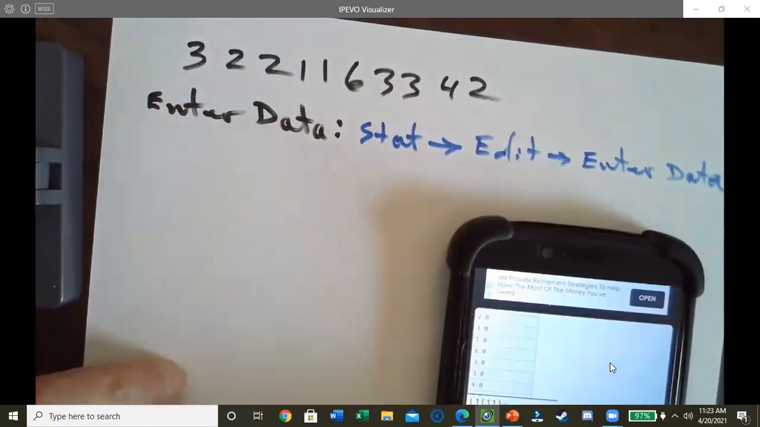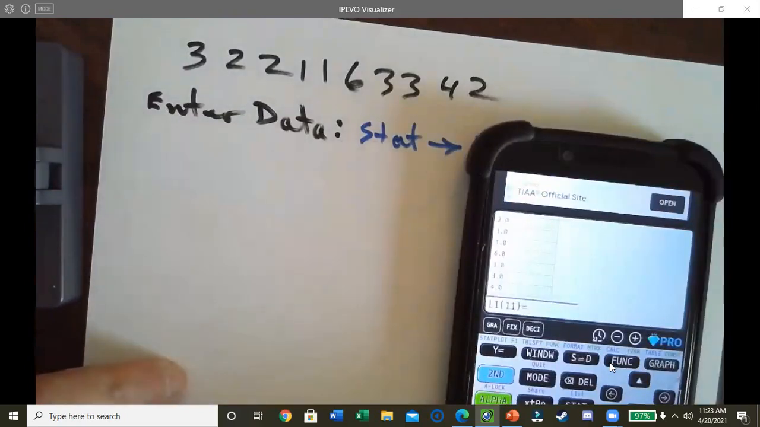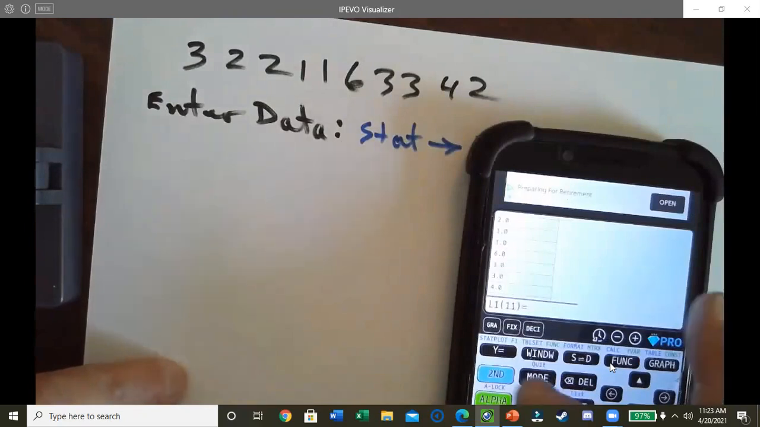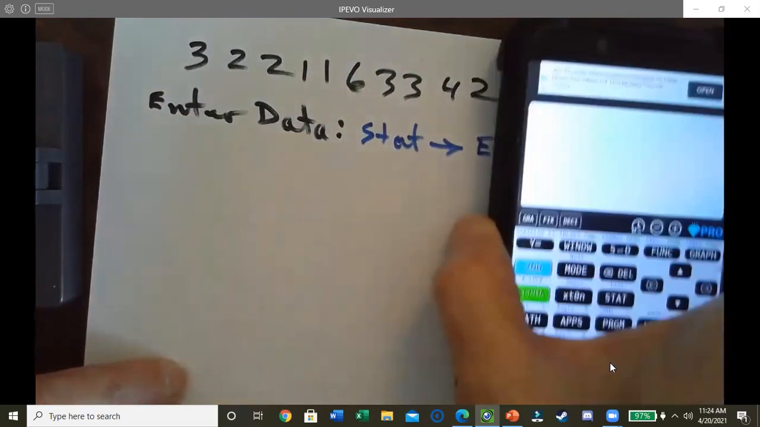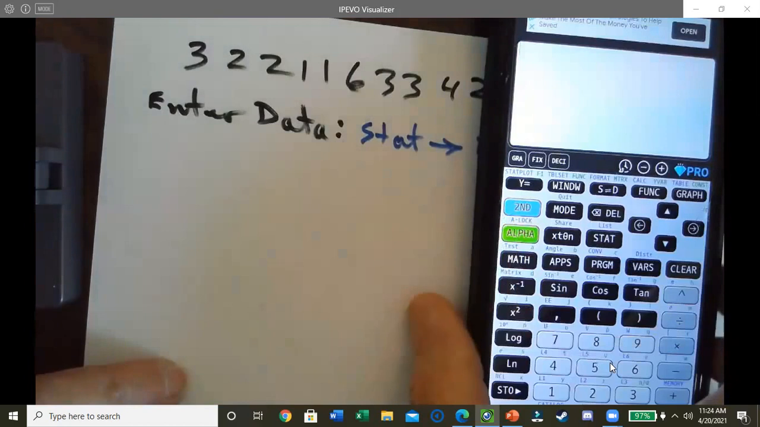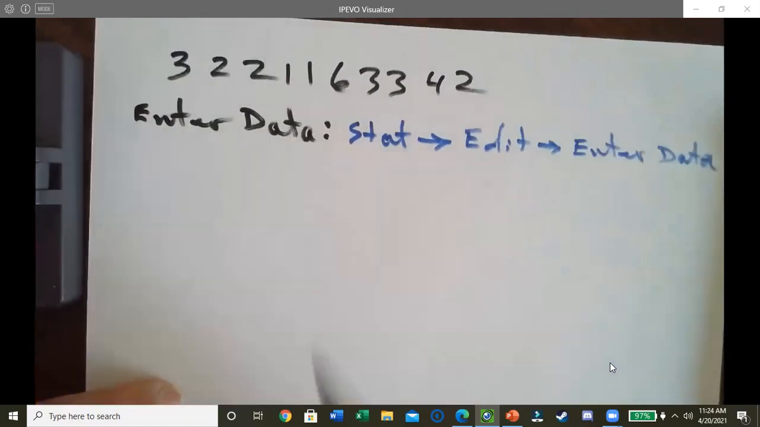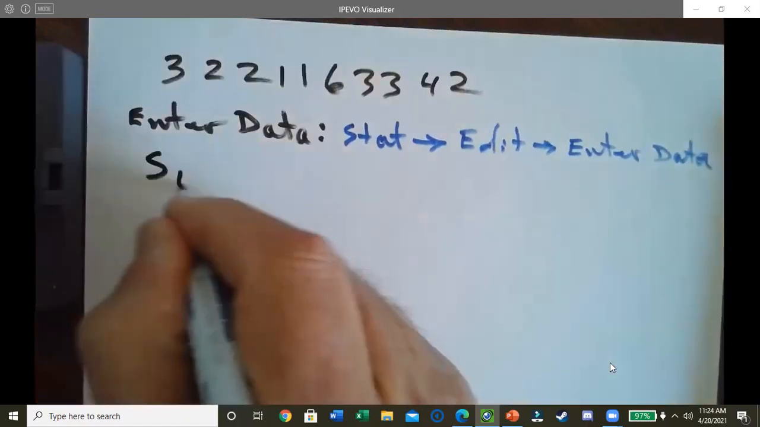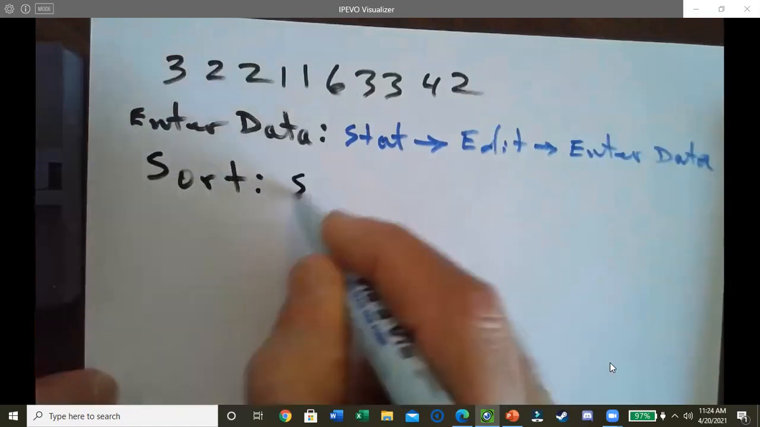And so now we want to hit exit. From here, hit second and quit, and you come on out of there. Okay, and then from there, you're going to sort it. So the next thing we're going to do is sort. And to sort the data, you go to sort.